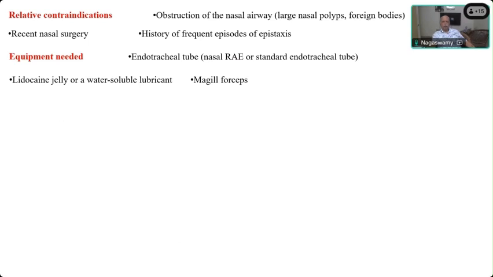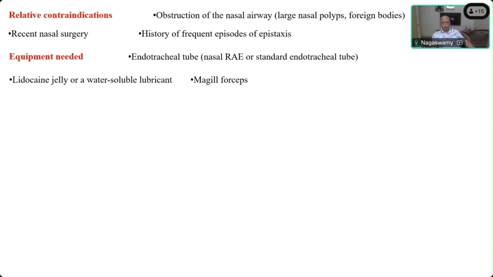Why is it called Magill's forceps? Magill discovered the forceps. Who is Magill? Now, the short note question in your theory paper, sometimes in the history of anesthesia, they may ask you about this. He is a very, very important person. His full name is Sir Ivan, I-V-A-N, Ivan Magill. And he was the man who designed the initial endotracheal tube, Magill's tube.